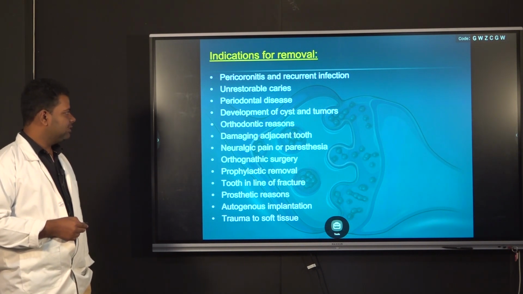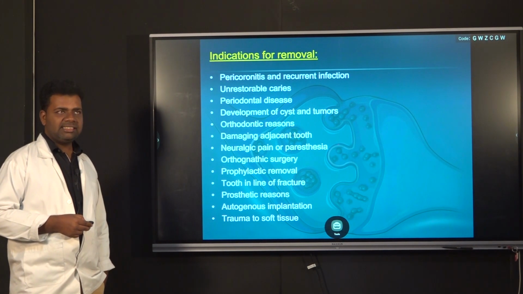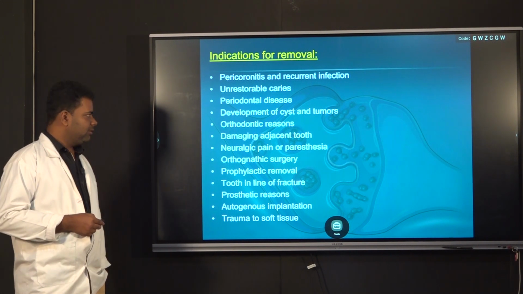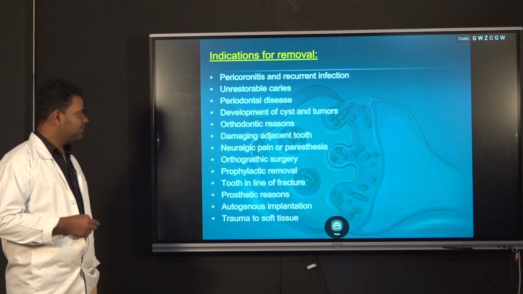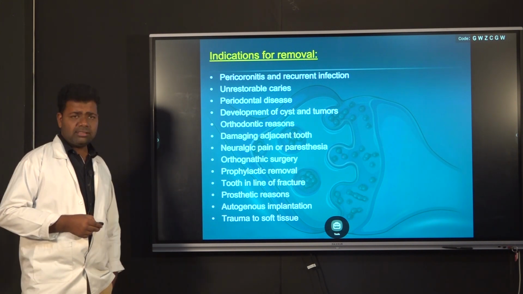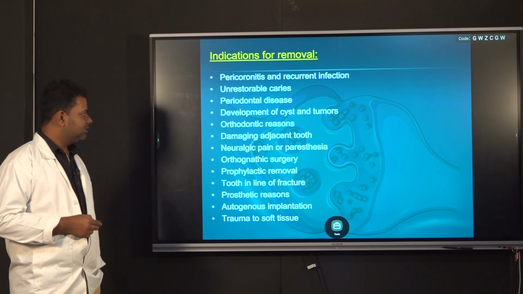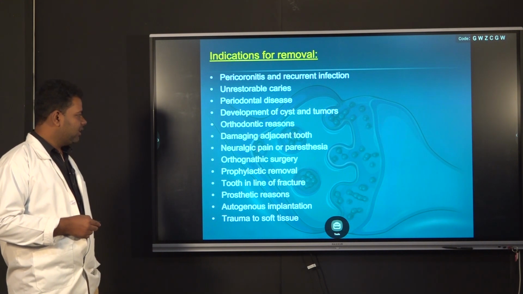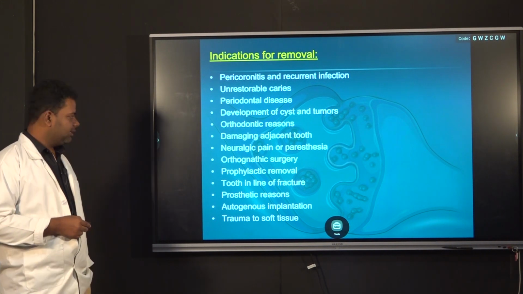And periodontal disease, like formation of periodontal pockets and recession of the teeth, so these result in removal of the teeth. And development of cysts and tumors, which results in deflection of the teeth, and this results in removal of the teeth. And orthodontic reasons, damaging the adjacent tooth, neuralgic pain or trigeminal neuralgia or paresthesia in the region of the third molar teeth.